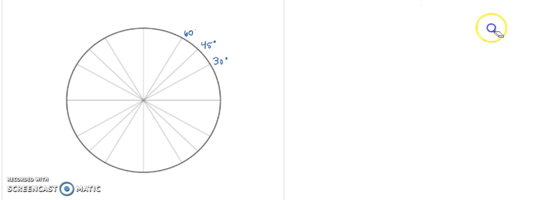You're going to have to eventually memorize that. So 30 degrees or pi over 6. This is 45 or pi over 4. This is 60 or pi over 3.